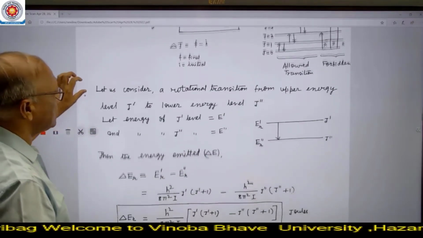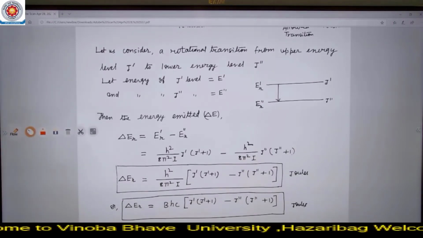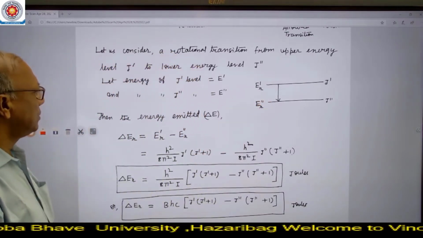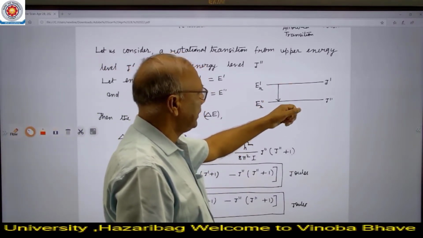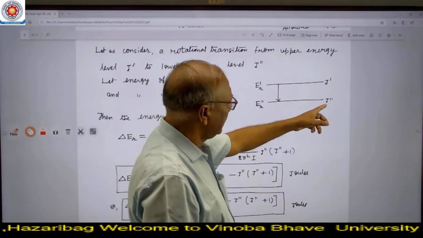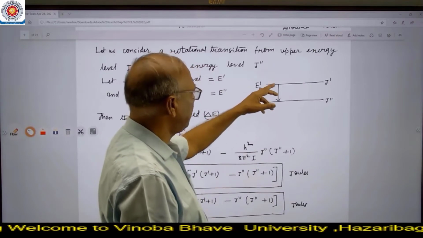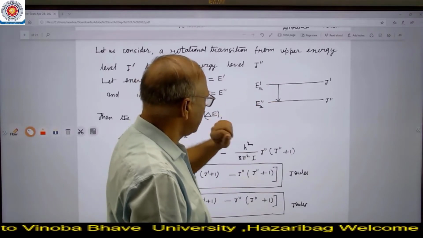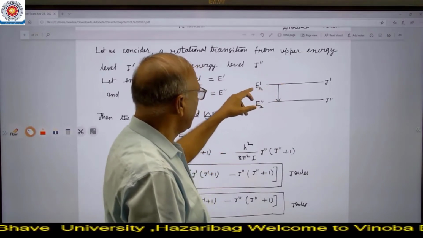Now we have to derive the expression for the energy change when a transition takes place in the rotational energy level according to the selection rule. So for this we have drawn two energy levels. One is the upper energy level denoted by J prime, and the lower energy level J double prime, and here a transition has been shown from J prime, which is the upper rotational energy level, to J double prime, the lower rotational energy level. The corresponding energy of J prime, the upper energy level, is E prime R.